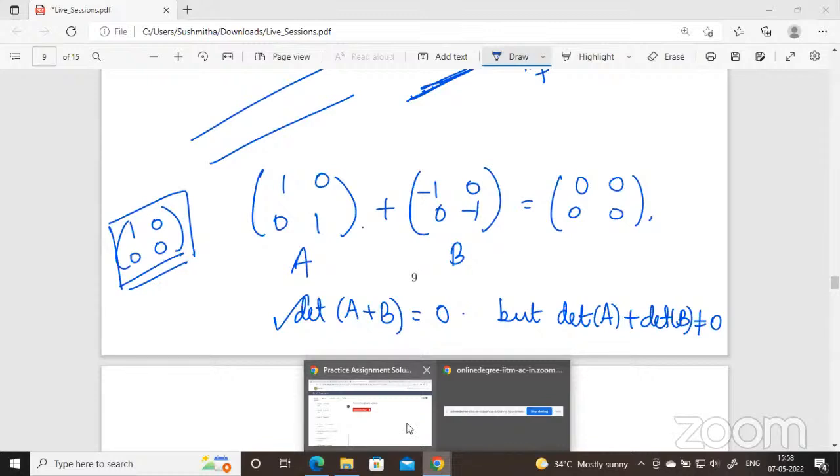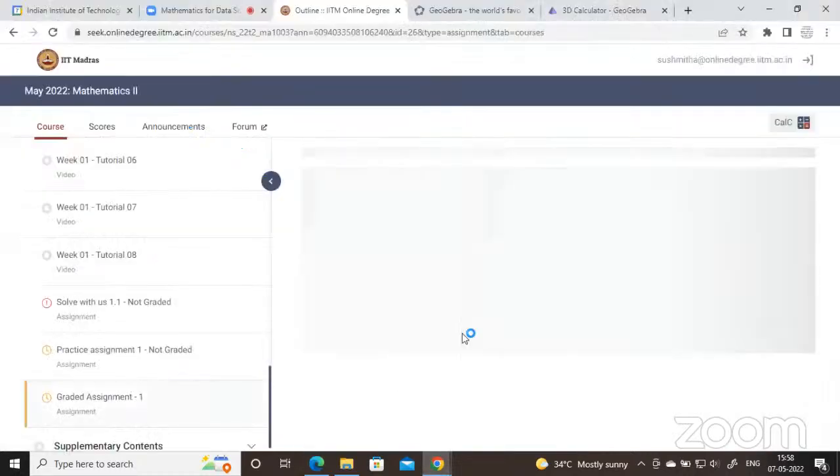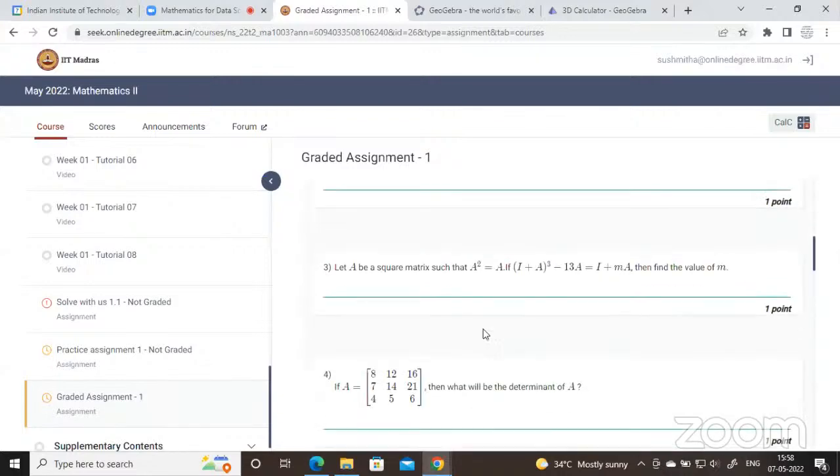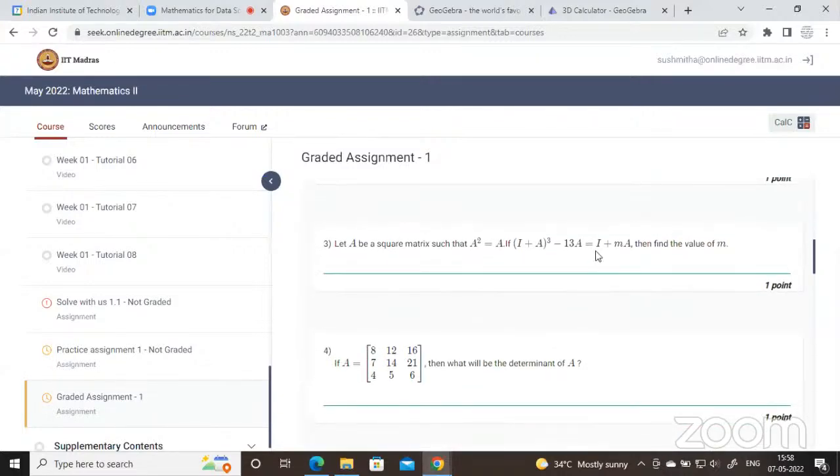Ma'am, but there is a simple doubt of a symbol, ma'am. In question number 9, ma'am, there is a symbol. This one X. Yes, it is the third one, ma'am, where we need to find the value of m. So I'm assuming I as an identity matrix, of course, but I was also assuming A square equals to A as an identity matrix.